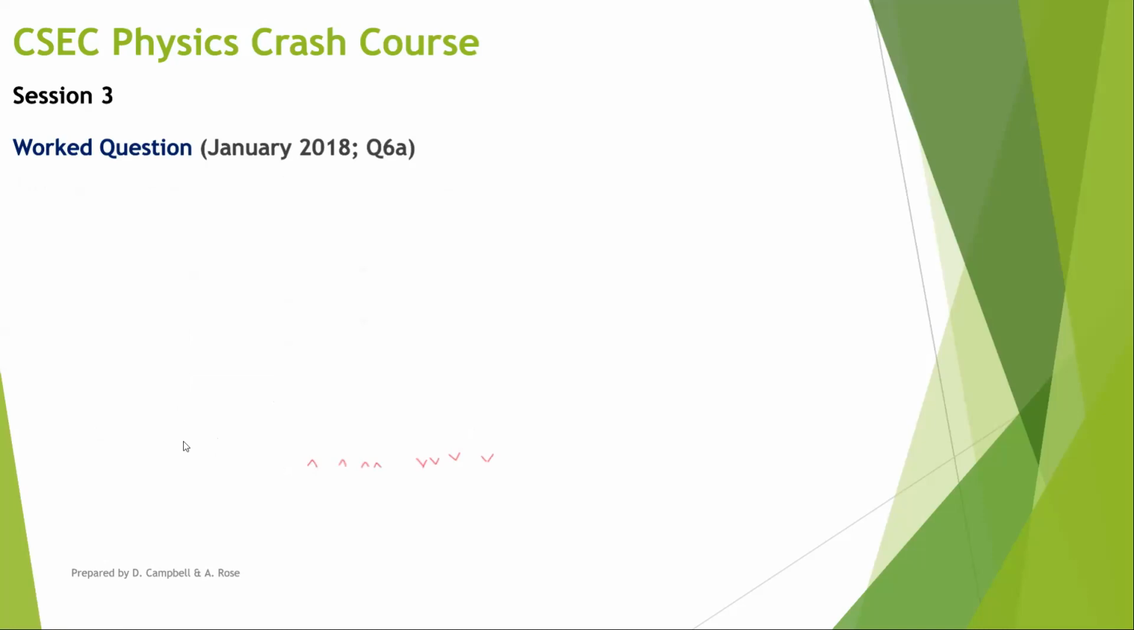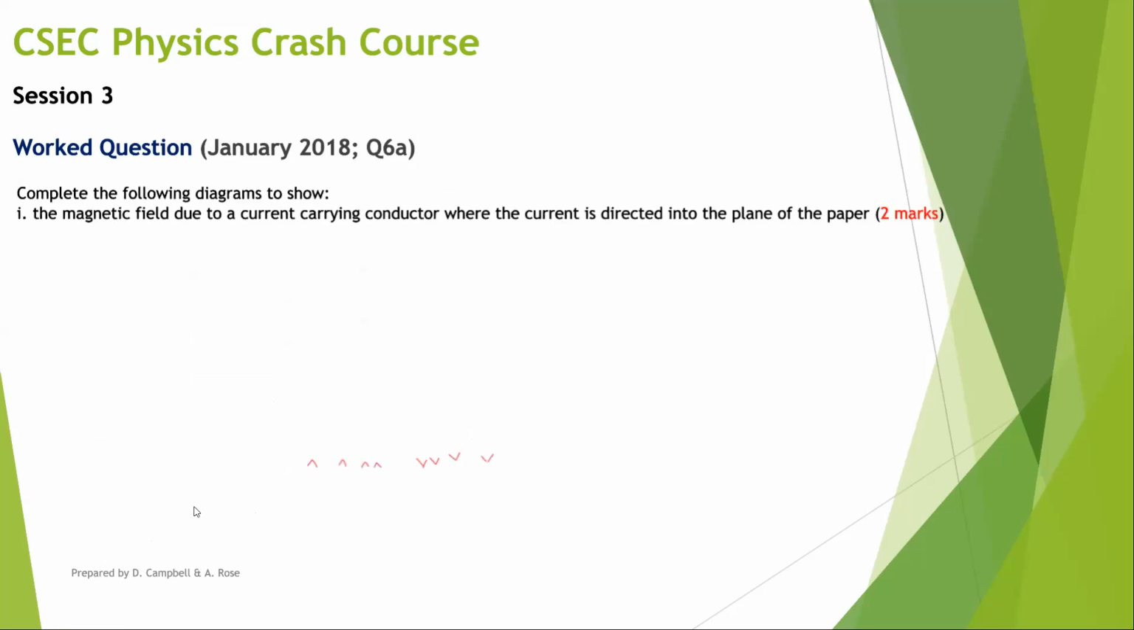Next thing that we are asked to do is to determine the magnetic field that would be shown when there is a current carrying conductor and the current is directed into the plane of the paper, or in this case, into the screen. Now we use a circle with an X to denote this, to show that the current is directed into the screen or into the plane of the paper.